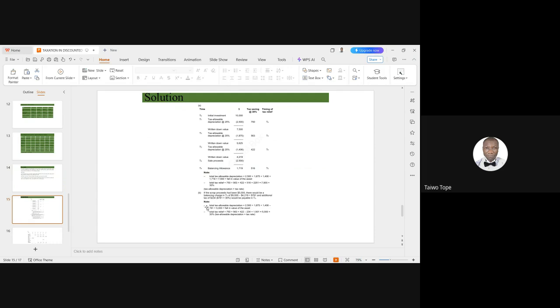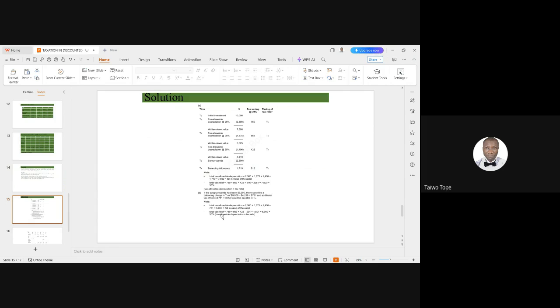So also note that total tax allowable depreciation will be 2,500 plus 1,875 plus 1,406 less 781. That is based on the assumption that if the scrap proceed is 5,000, the sales proceed will be greater than the written down value. It means we're going to make a profit. But in the earlier case, the sales proceed is lower than the written down value, giving us a loss. And that is why we have the balancing allowance there.